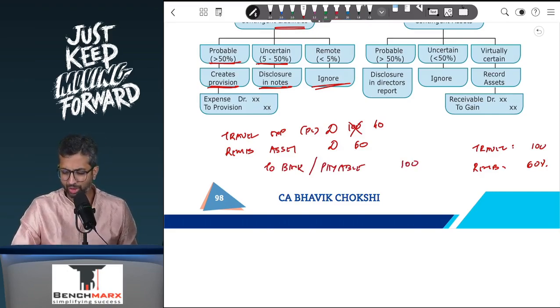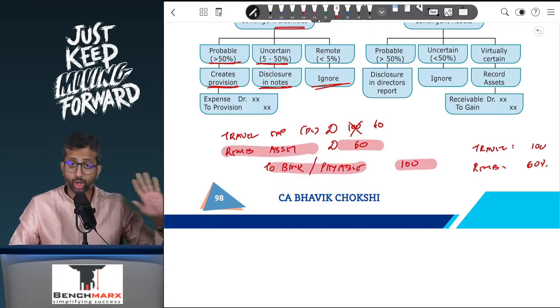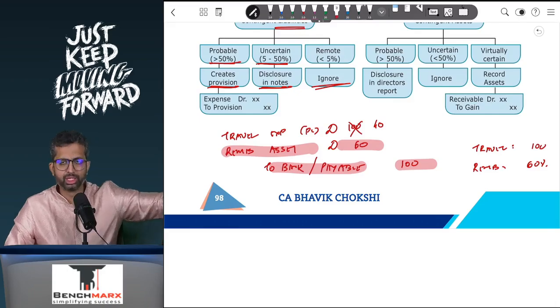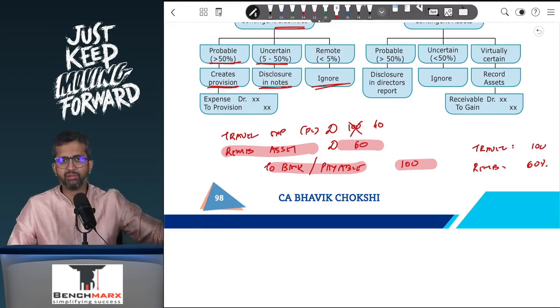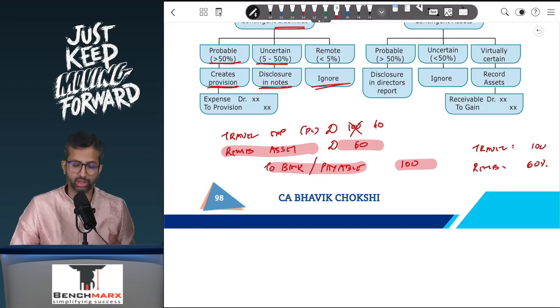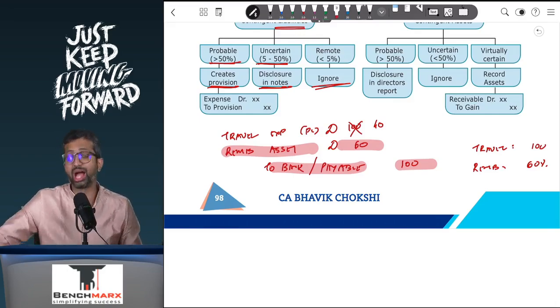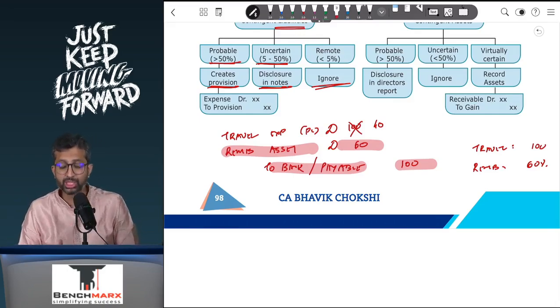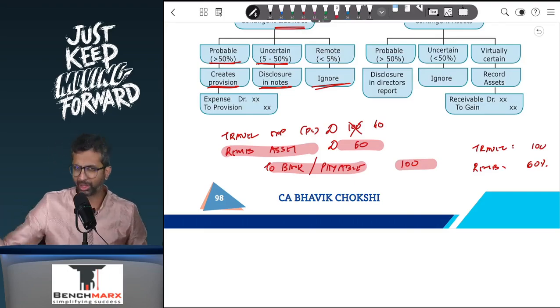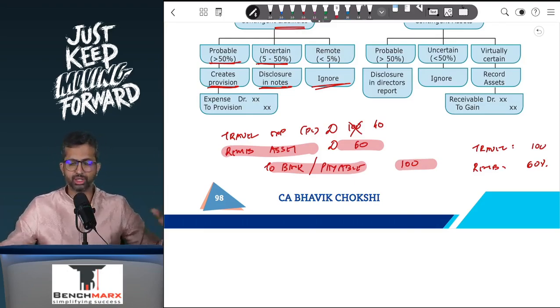Can I net off and show the net payable only at 40? No. I will separately show the reimbursement asset at 60 and I will separately show a payable at 100, because even if I don't get a reimbursement, I am supposed to pay the entire 100 rupees, and hence I will have to show in my balance sheet the payable if the money is not paid and the reimbursement receivable separately. But in my P&L, I will only show my net expense, which is, let us say, 40.